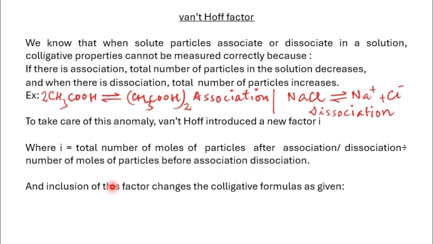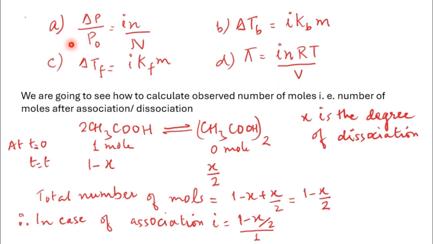And if we include this Van't Hoff factor into the formulas that we saw in the last video, the colligative formulas can be given as: relative lowering of vapor pressure is i n by N; elevation of boiling point is i Kb m; depression of freezing point is i Kf m; and pi, that is osmotic pressure, is i nRT by V.